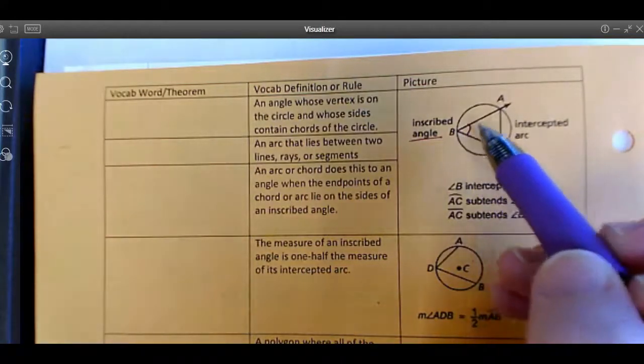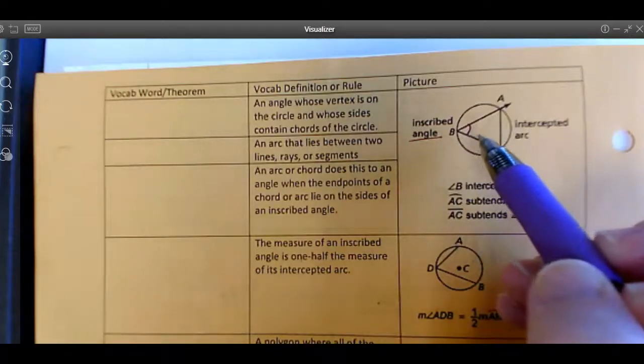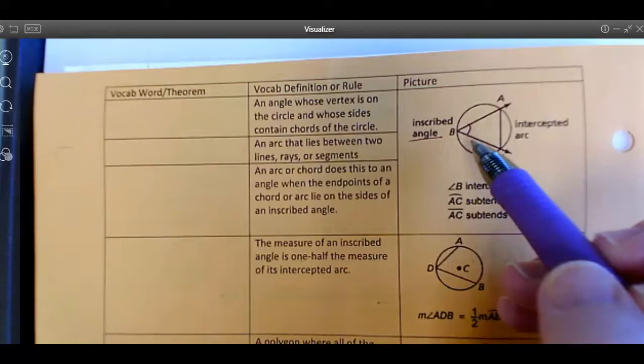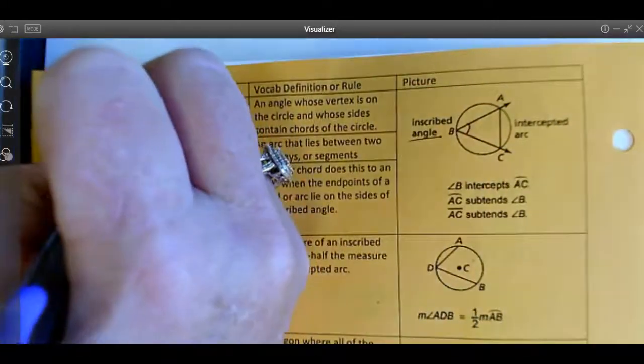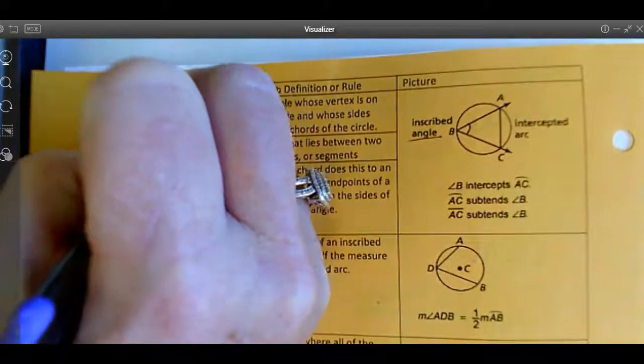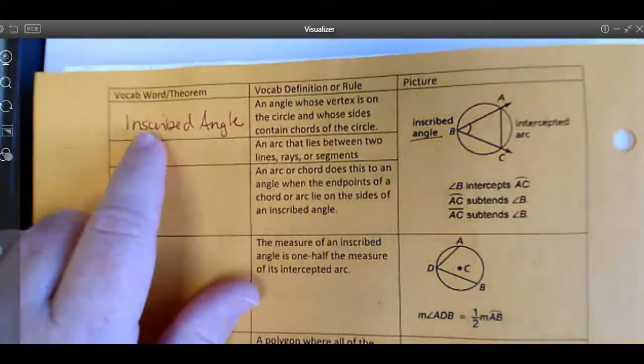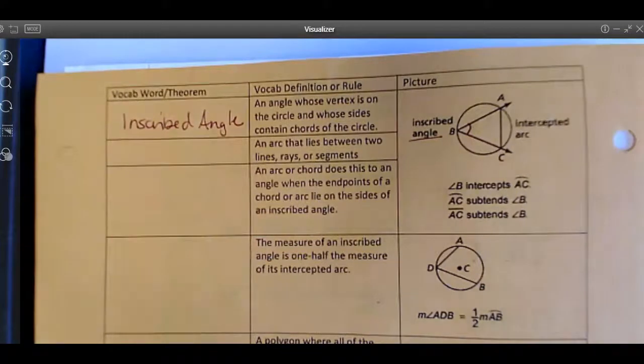The difference between this angle and the central angle is that it starts at the edge of the circle. The central angle is different, okay? This is called an inscribed angle because it's an angle inside the circle, but it's touching the edge of the circle. And there's a rule about that angle, and we will talk about that rule, but it's different from central angle, okay?